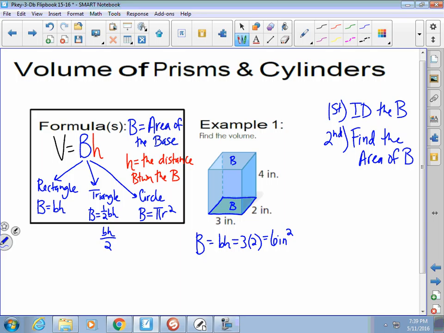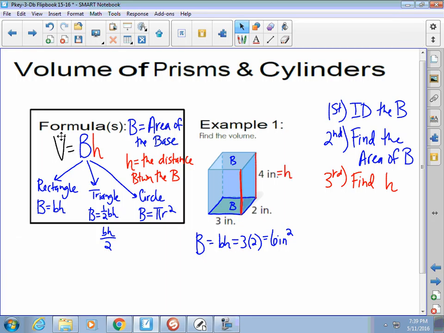Alright, after we find the area of the base, the only other part in our formula is the H. So after that, we're going to have to find H, okay? And remember, H is our distance between the bases. Here's our distance between the bases, which would be the same distance right here. So we see that 4 is going to represent our H. And then all we have to do now is just plug it into the formula. Okay?